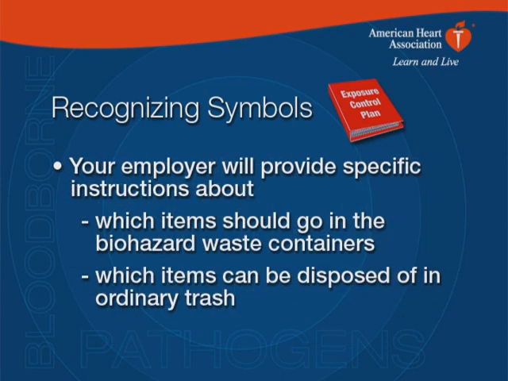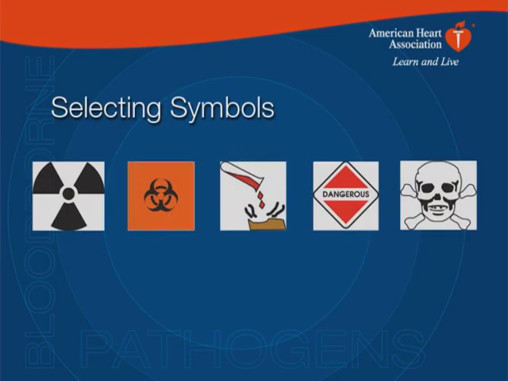Your employer will provide specific instructions about which items should go in the biohazard waste containers and which items can be disposed of in ordinary trash. You must be able to recognize the correct symbols. Circle the biohazard symbol in your workbook. Biohazard labels have a bright orange or orange-red background with lettering and symbols in a different color.